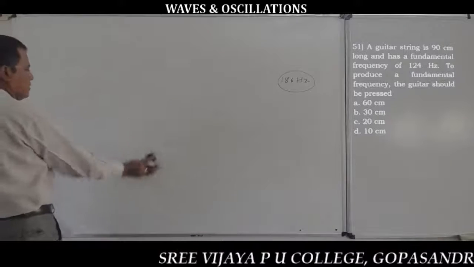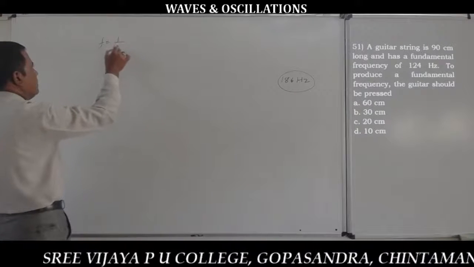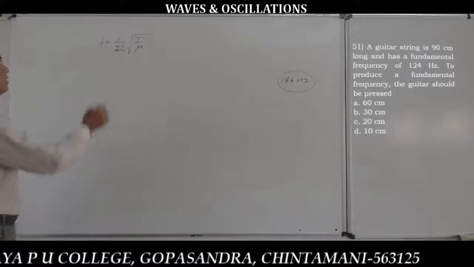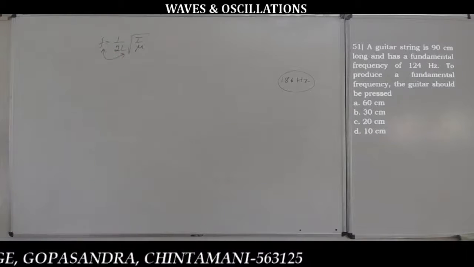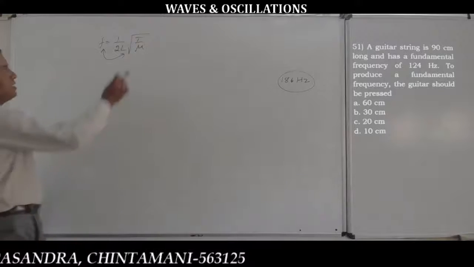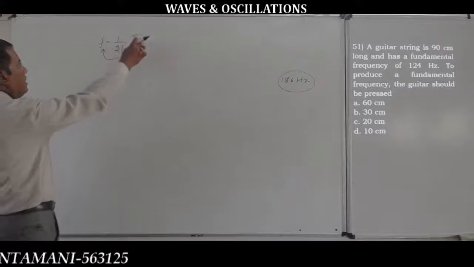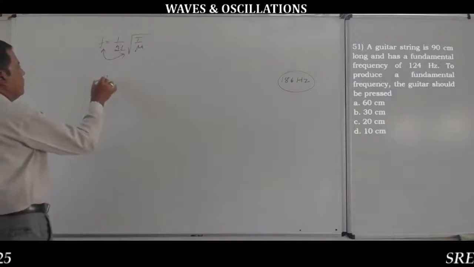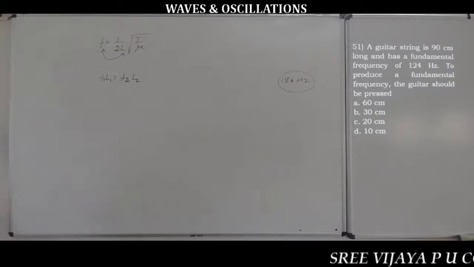In a string, we generally have the fundamental frequency as 1 by 2L into root of T by mu. F and L are inversely proportional here, where T is the tension in the string and mu is the mass per unit length; let us consider them constants. For T and mu constant, F is inversely proportional to L, or F1 L1 is equal to F2 L2.